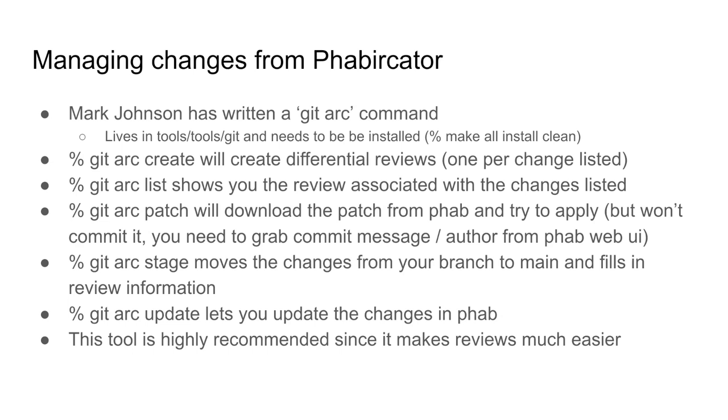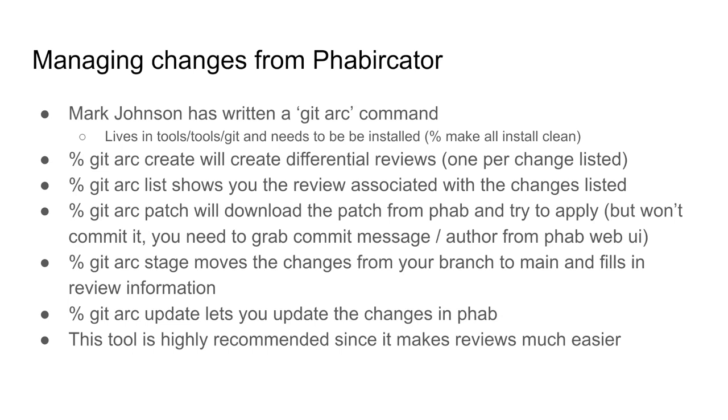Git arc list will ask Fabricator, what are your open reviews for this person? And then it will match up what you have. If you give it a list of revisions, it will show what reviews are open for those revisions. I may have misspoke. If you don't give it any arguments, I think it won't do anything. I'm thinking of a different arc command. So sorry for misspeaking there briefly.